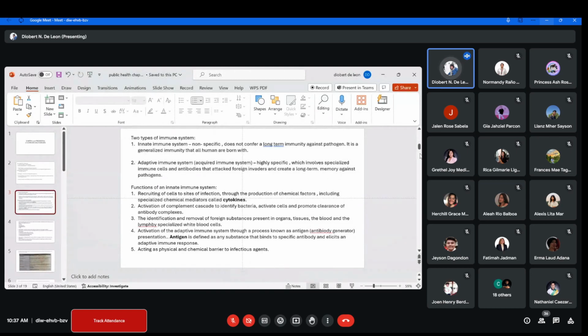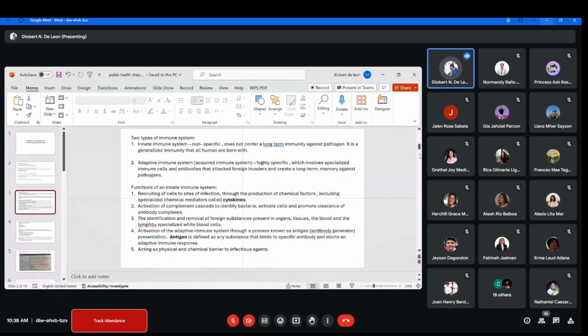And number two, we have the adaptive immune system, which is actually acquired, no? And this is acquired immune system. It's highly specific, which involves specialized immune cells and antibodies that attack foreign invaders and create a long-term memory against pathogens. Later on, I'll show you a table, a comparison between the two, no, of different parameters.